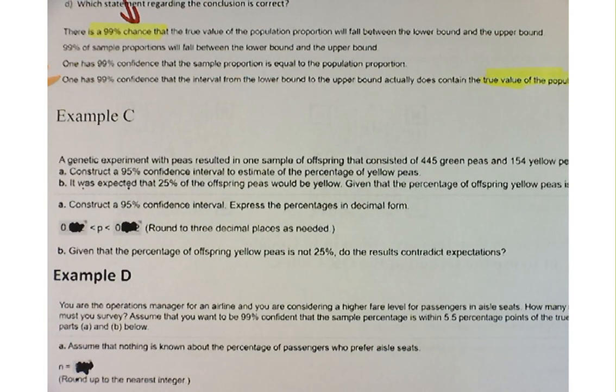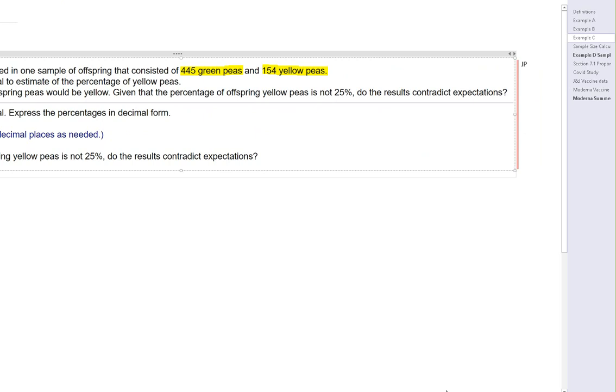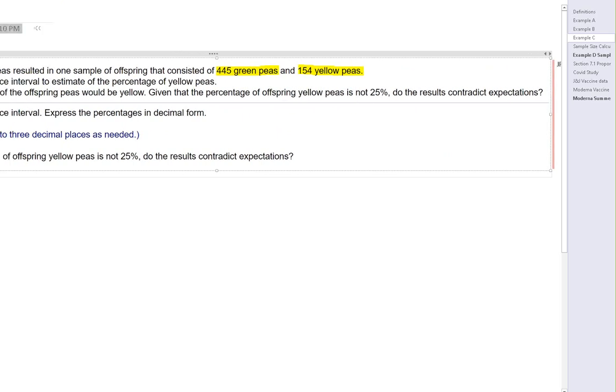And let's look at it here. A little easier, I think. A genetic experiment with peas resulted in one sample of offspring that consisted of 445 green peas with 154 yellow peas. Construct a 95% confidence interval to estimate the percentage of yellow peas. Part B, it was expected that 25% of the offspring peas would be yellow. Given that percentage of offspring yellow peas is not 25%, do the results appear to contradict expectations?